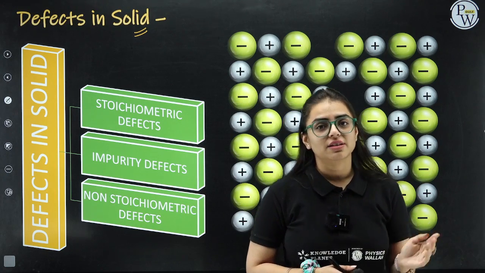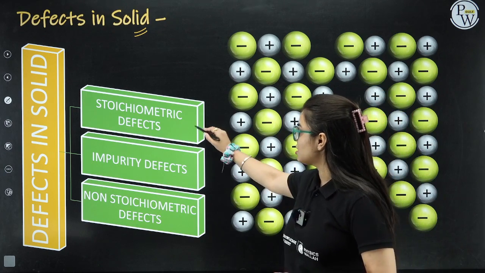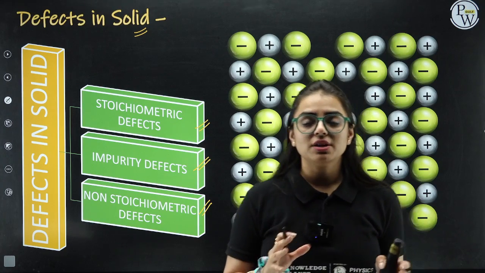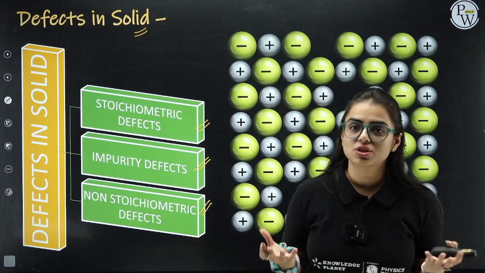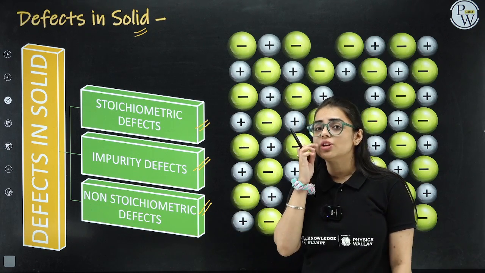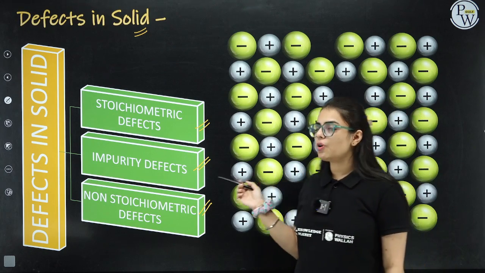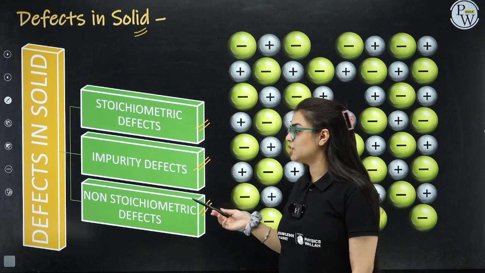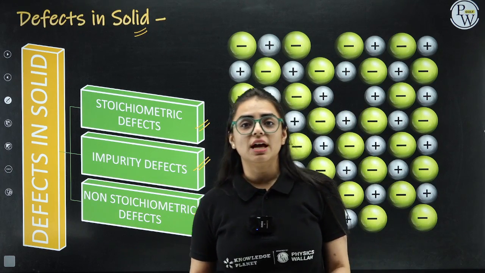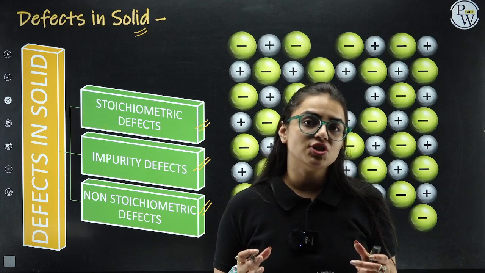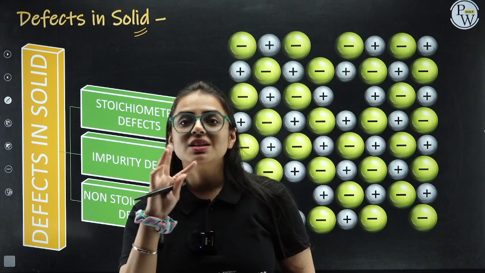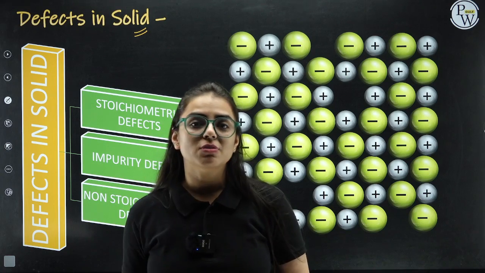Now, defects are further categorized into three types. The first is stoichiometric defect, second is impurity defect, third is non-stoichiometric defect. Stoichiometric defect is the defect in which the stoichiometry, the number of the particular atoms, does not change. Number refers to the stoichiometry, the particular arrangement. Impurity I will tell you in detail what it is exactly. In non-stoichiometric defect, the stoichiometry basically changes, the value changes. For example, Fe 0.98O. So the complete stoichiometry of the compound changes.